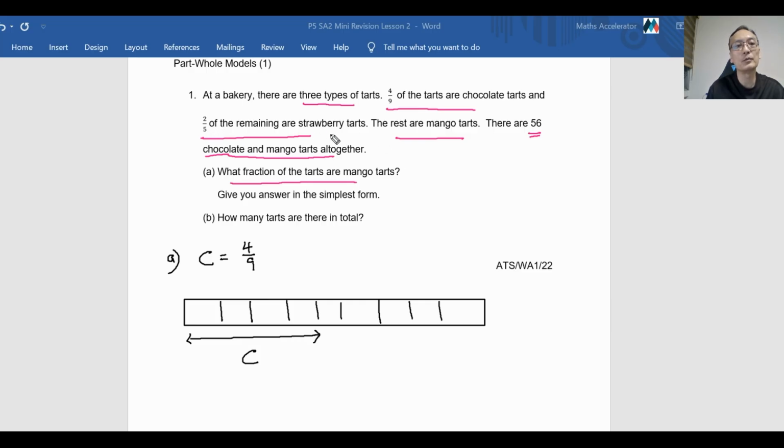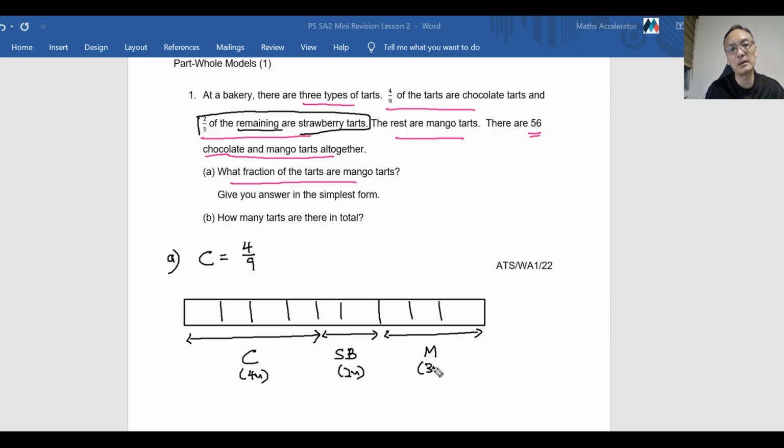2/5 of the remaining are strawberry. Remember, this word is remaining and not of the total. Let's see, the remaining, we have 5 units. 1, 2, 3, 4, 5. So 2/5 of the remaining are strawberry tarts is telling us that 2 units out of the 5 remaining units belong to strawberry. So we highlight these 2 units and we put strawberry. The rest are mango. So over here are the mango tarts. So our model is complete. We know that 4 units are chocolate, 2 units are strawberry, and the last 3 units are mango.